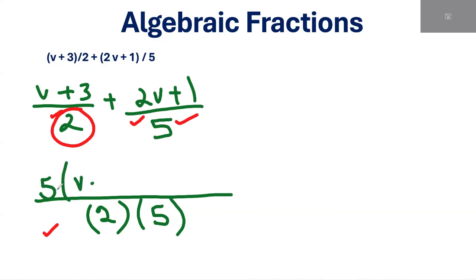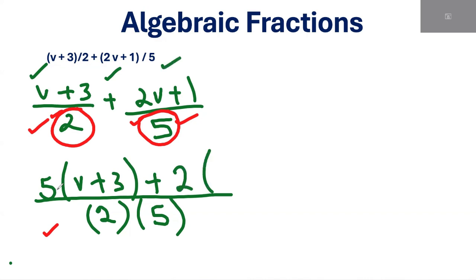5 multiplied with (v plus 3), this term. Now for the next, don't write 5 because 5 is already in the denominator. Write 2. So I'm writing plus. Plus should come because here you are having plus. 2 multiplied by this term, (2v plus 1).